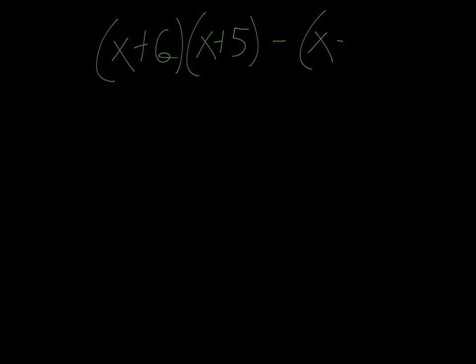For number 48, you're going to take the area of the large triangle and subtract the area of the square. So it's going to be x plus 6 times x plus 5. And we're going to subtract quantity x minus 3 squared. And when you do that, you should end up with a final answer of x squared plus 11x minus 6.